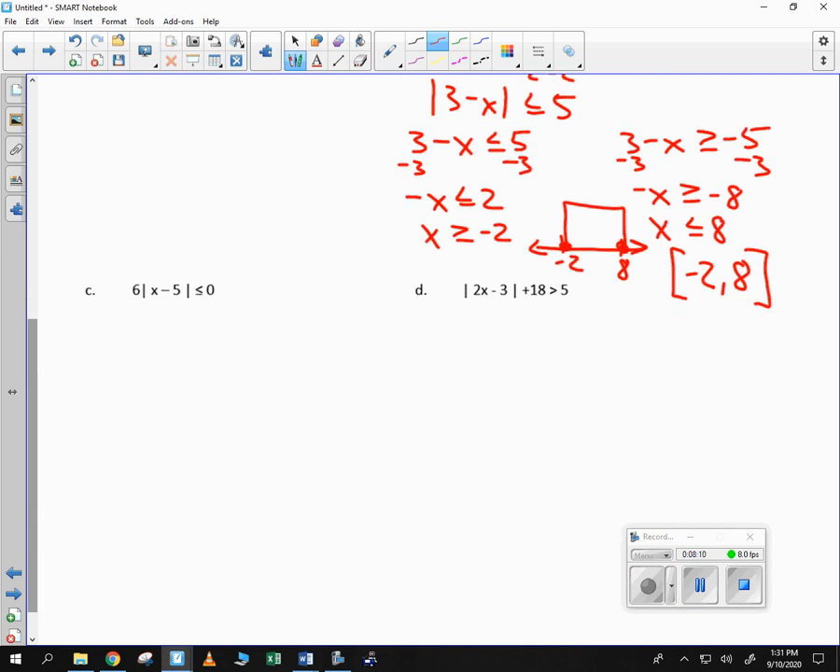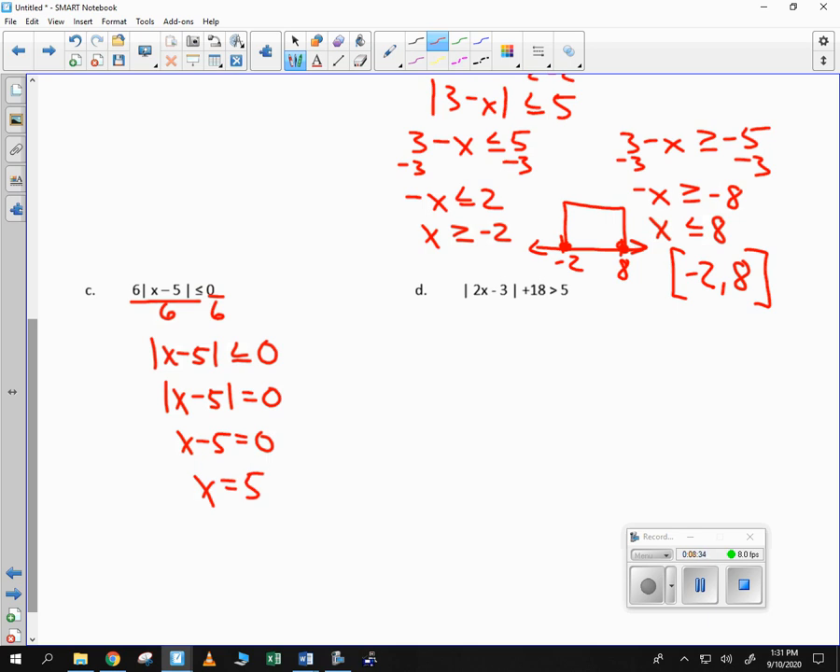But we're going to divide by 6, and we get the absolute value of x minus 5 is less than or equal to 0. Can an absolute value ever be less than 0? No. But we could have the absolute value of x minus 5 equal to 0. So when you solve x minus 5 is equal to 0, you just get x is 5. As you can see, one solution.